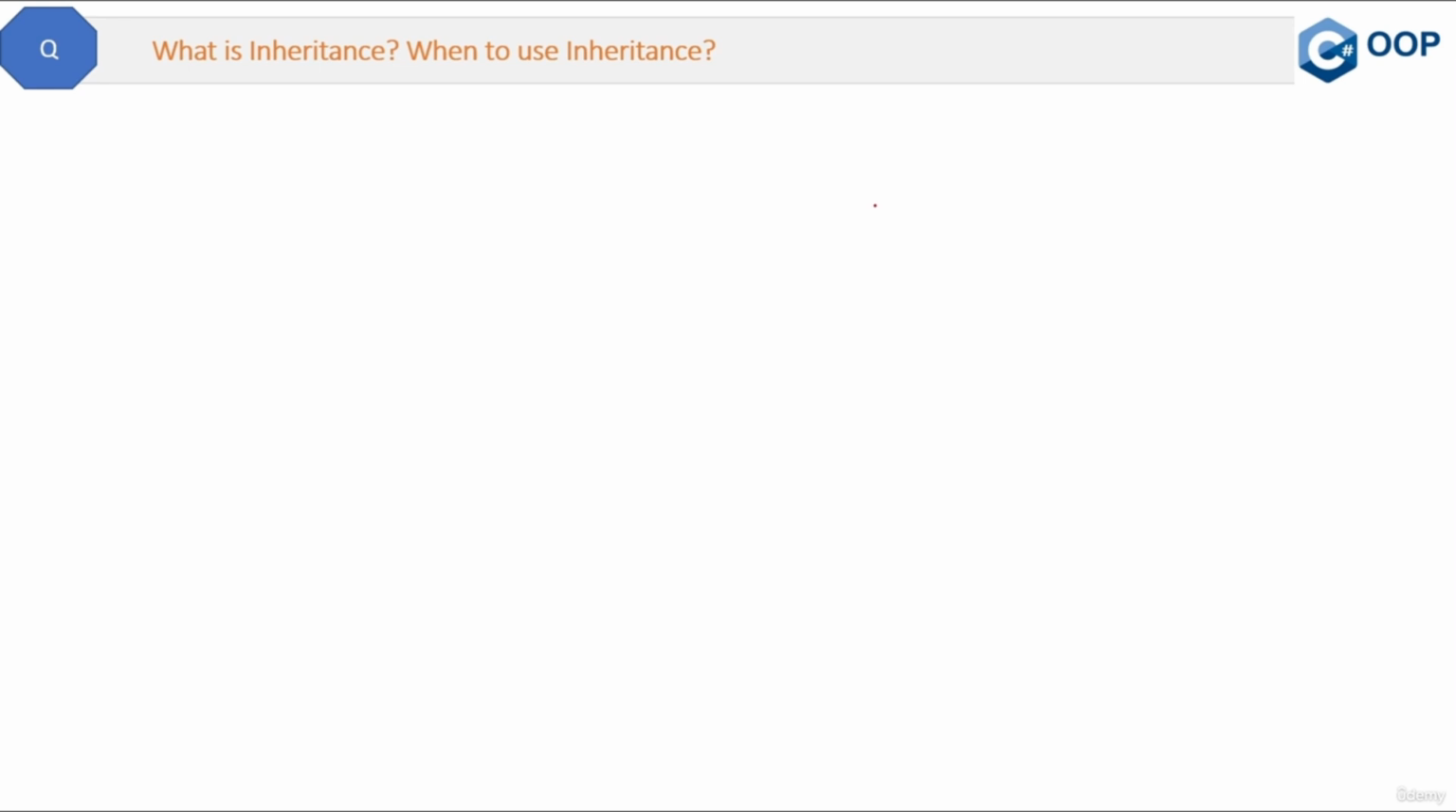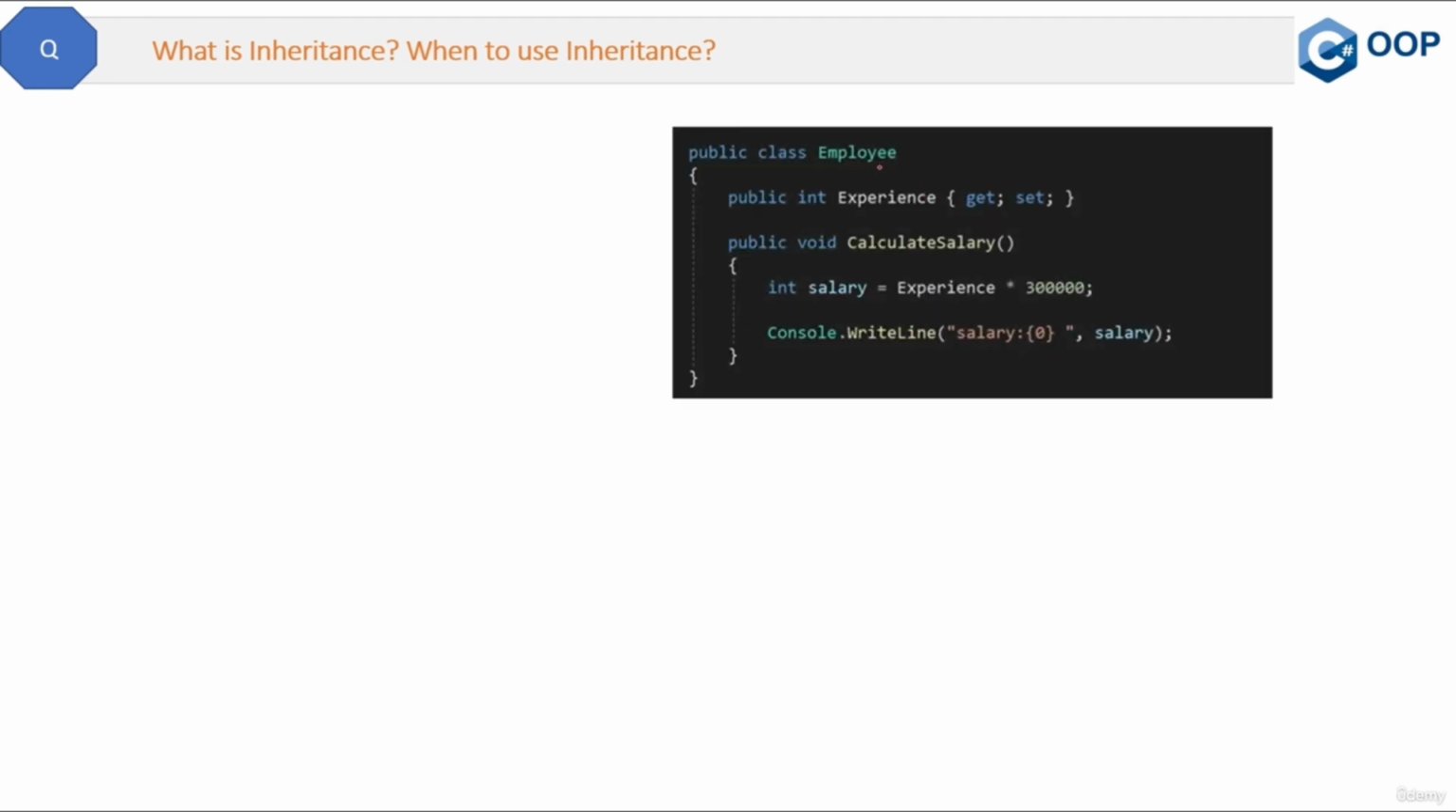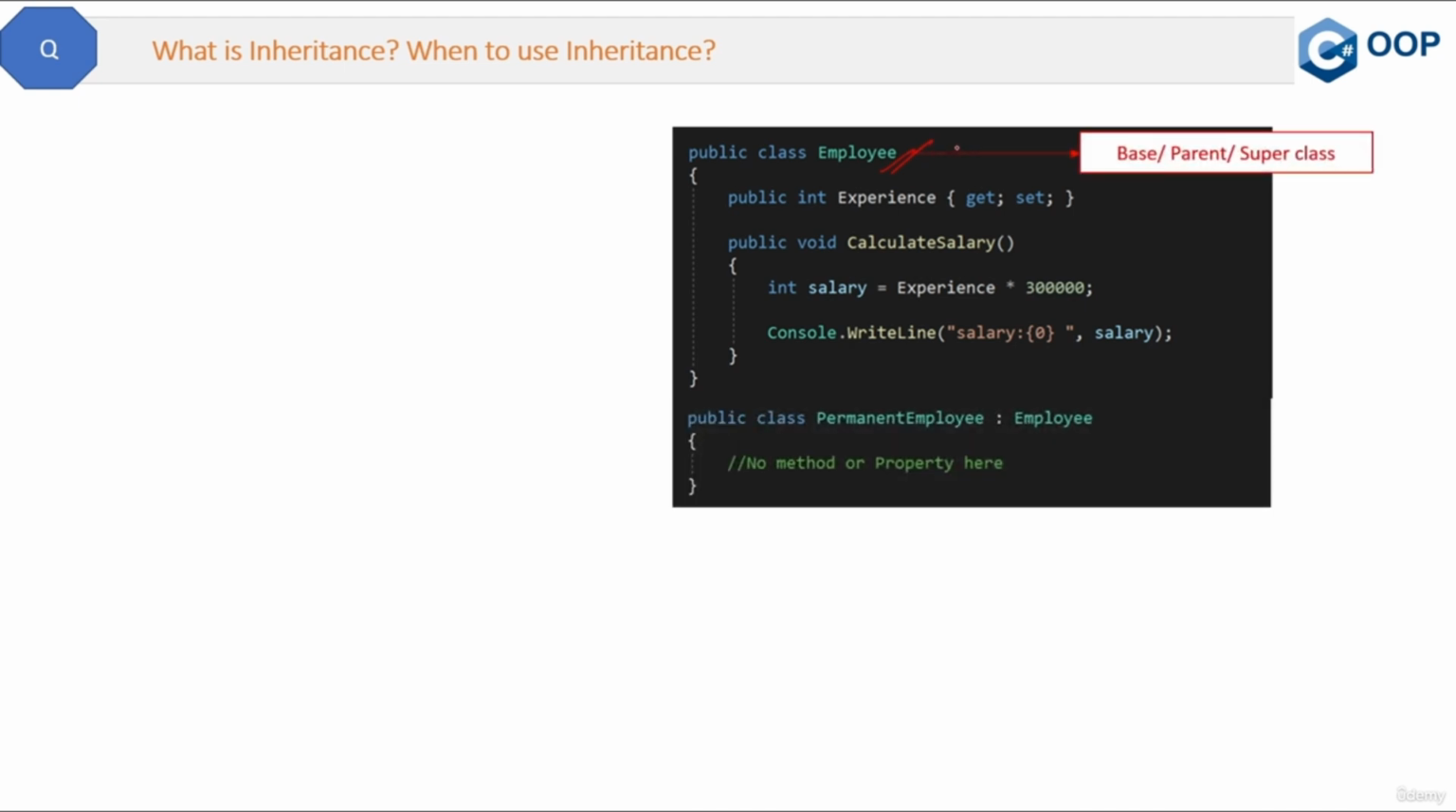Here is a very good question. What is inheritance? When to use inheritance? As always, let's see the code example first. Here, employee is a parent class. Remember, base class, parent class, and super class are the same things. Do not get confused by their different names.